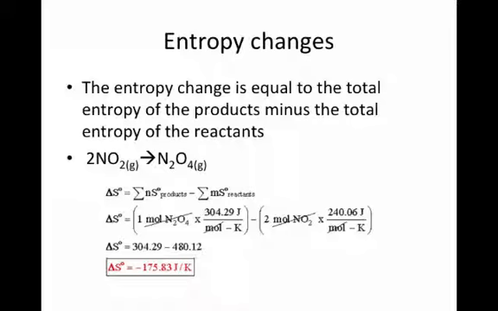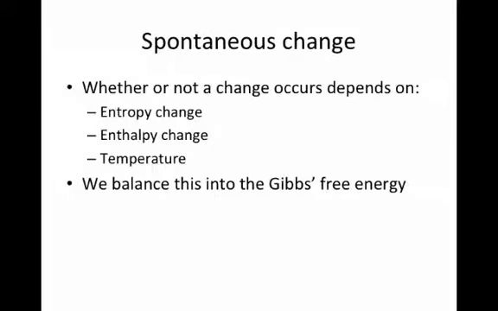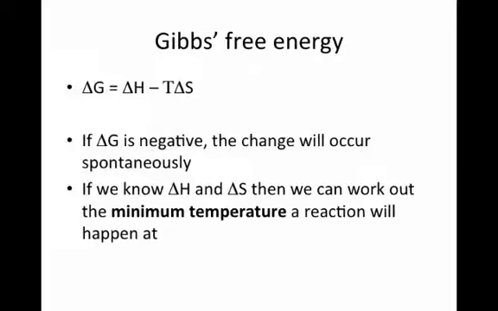So, whether or not a change happens spontaneously depends on 3 things. The entropy change, whether it's positive or negative, we want a positive entropy change. The enthalpy change, whether that's positive or negative, we want a negative enthalpy change. And the temperature, and how high the temperature is. We balance all of these factors into what's called the Gibbs free energy, which is calculated as a change. The Gibbs free energy change, delta G, is equal to delta H, the enthalpy change, minus T, temperature, times delta S, the entropy change. Enthalpy minus temperature times entropy.